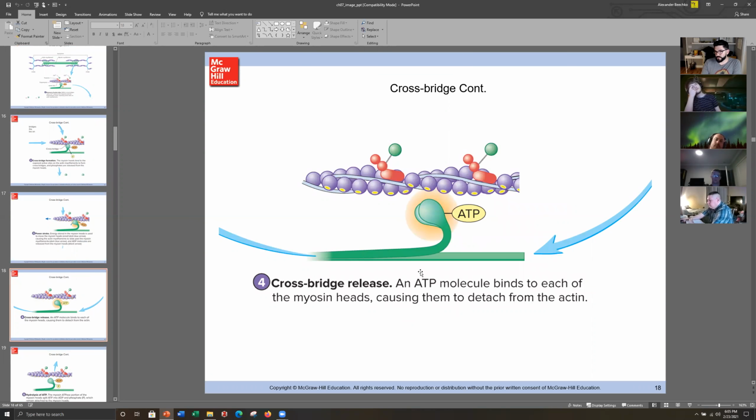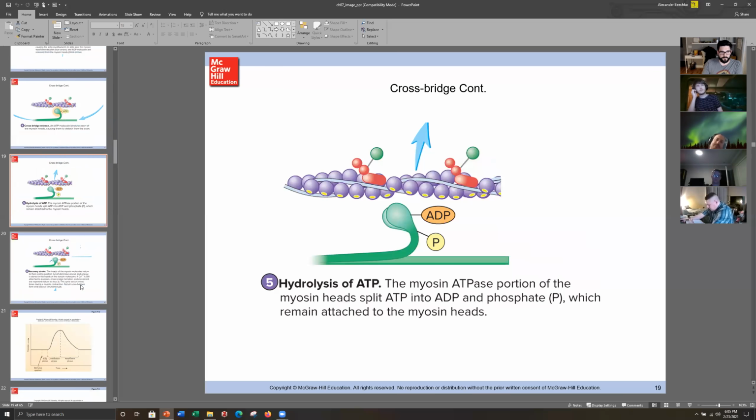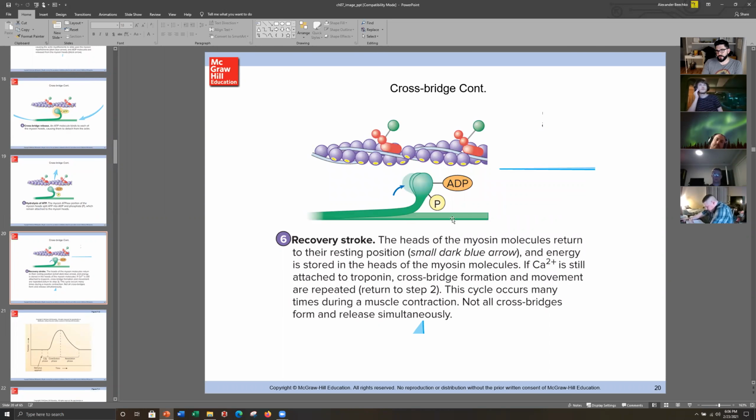The cross bridge then releases once that power stroke has been performed. An ATP molecule binds to each of the myosin heads, causing them to detach from actin. That ATP gets quickly broken down into ADP and phosphate, which remain attached to the myosin heads, helping keep it separate from the actin filaments there. Okay, and then we've got our recovery stroke, where the heads of the myosin molecules return to their resting position, small dark blue arrow, and energy is stored in the heads of the myosin molecules.